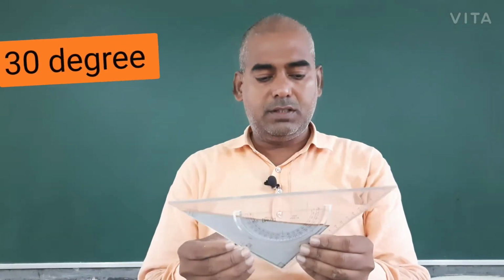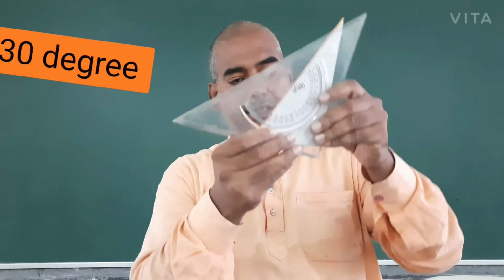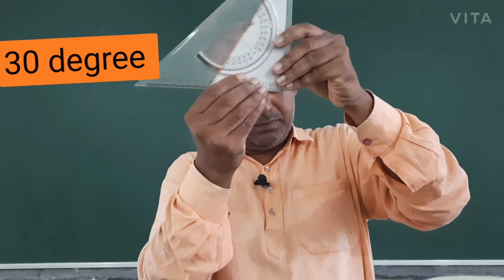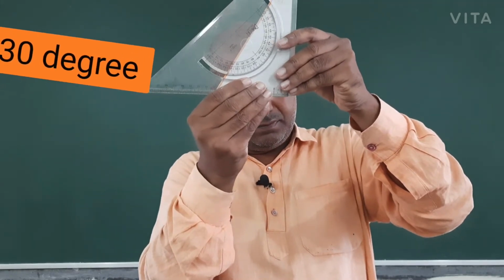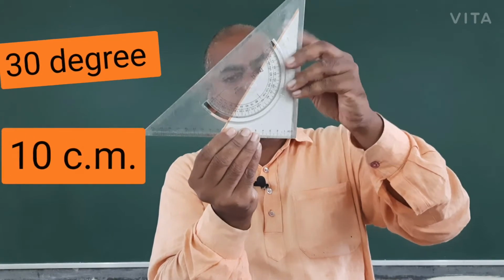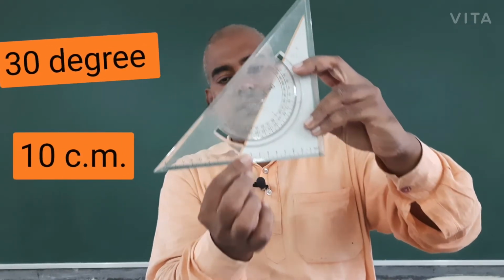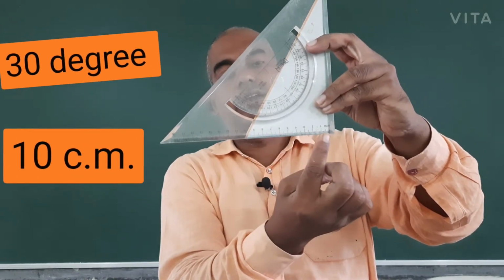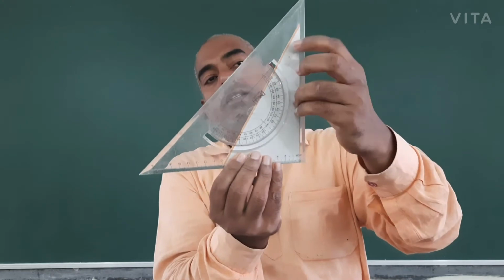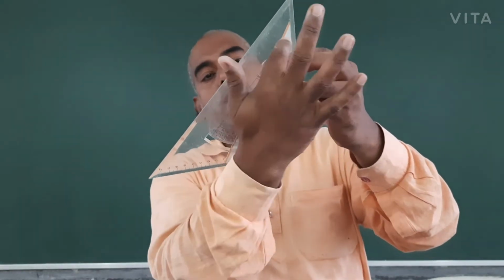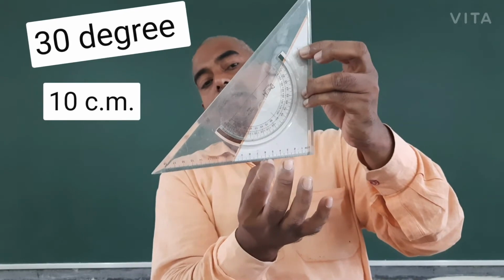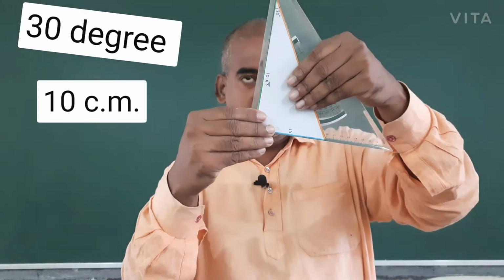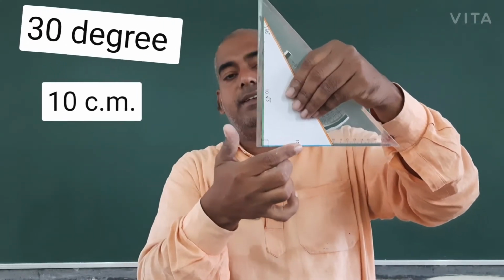Oh, you cannot see. Let me hold it in this way. This is exactly 10 centimeter. This is the 30 degree angle, and just opposite to that is 10 centimeter. This is 30 degree, and opposite to that side is 10 centimeter.